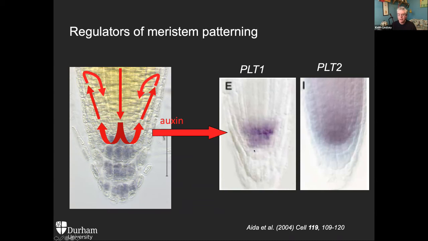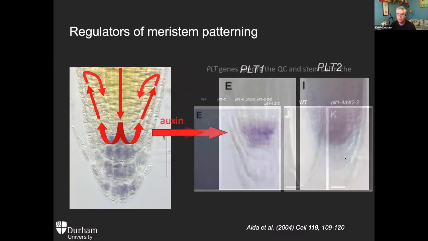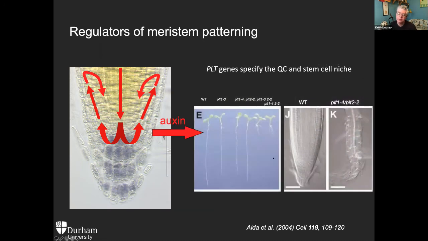So Plethora 1 is in this group of cells here, around the center of the root meristem. This is Plethora 2, which has a slightly different localization of its RNA, but there's an overlap here. And we know that these two genes are important. We know they're activated by auxin, but we know they're functionally important because if you generate mutants in these genes, you screw up the development of the root.